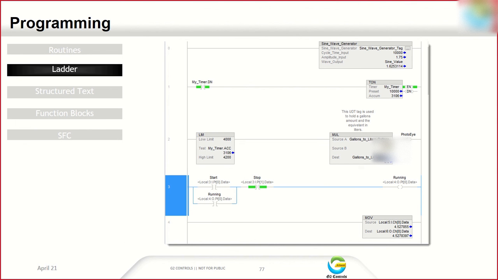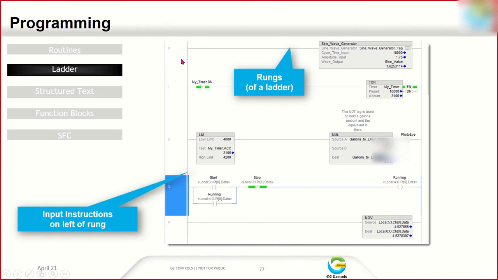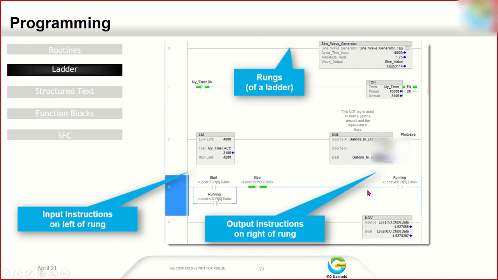Then your ladder diagram. In the ladder diagram you see the first line and second line; this side is the input side, and this is the output side, and your cursor scans from left to right and top to bottom. Input instructions are on the left of the rung, and output instructions on the right of the rung. All output instructions are on the right side of the rungs, and all input instructions on the left side of the rungs.